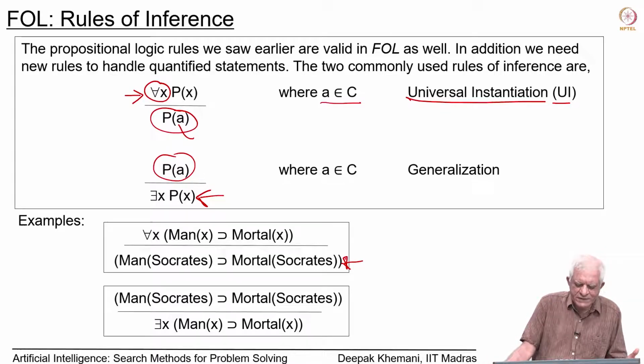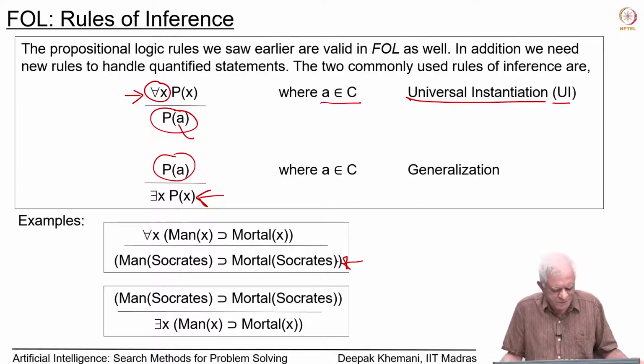So, in the logic language, "all men are mortal" was represented as: for all x, if x is a man, then x is mortal. The second of the inferred statements says if Socrates is a man, then Socrates is mortal. So, the first statement was universal, or universally quantified. The second statement is specific to Socrates. In fact, you can say it is a propositional statement.